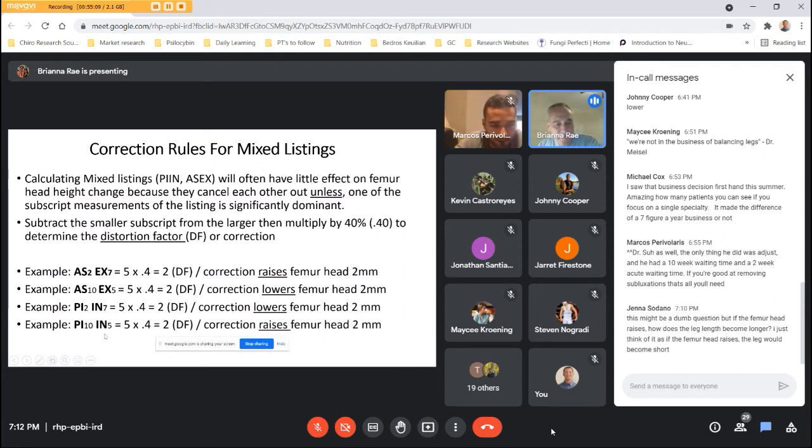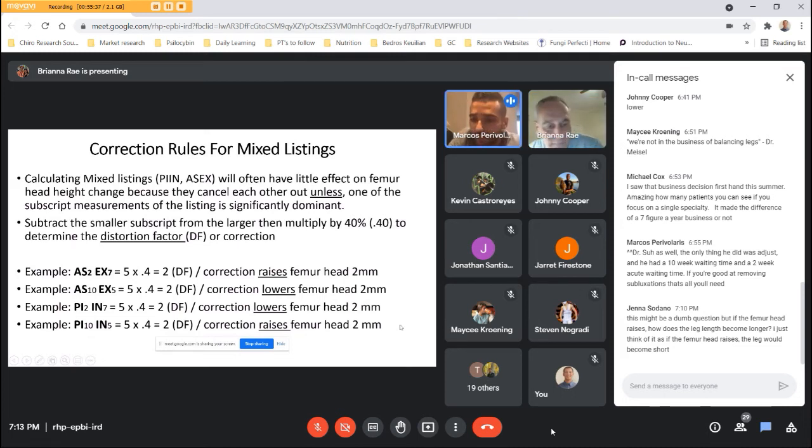PI 10, IN 5, so we're going to subtract again 5 from 10 times 40% gives us our 2 millimeters. The predominant misalignment with the subscript, or the largest subscript, is the PI. So if we correct the PI, we're going to raise the femur head by how much? By the 2 millimeters we figured out from the 40% rule. Anybody not understand those calculations?